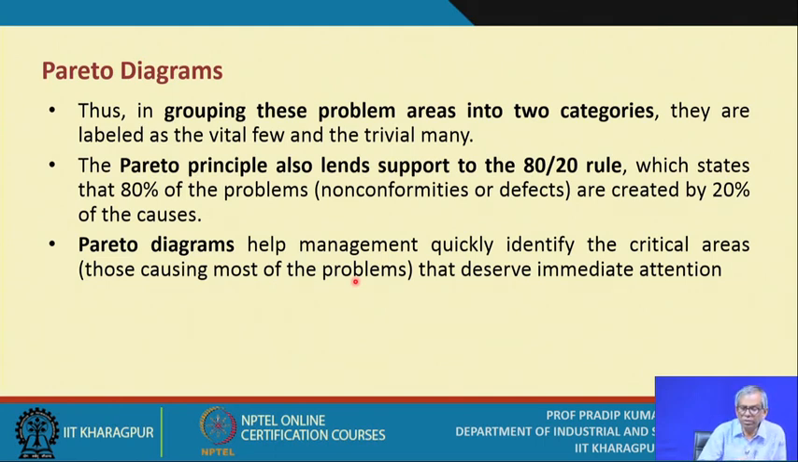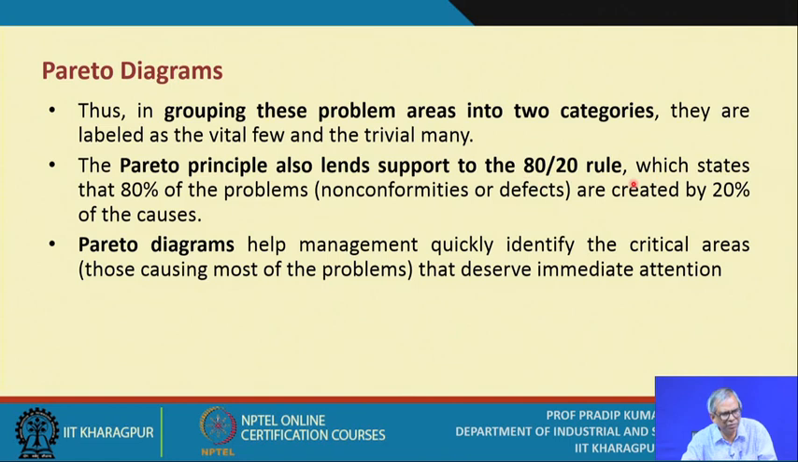Thus, in grouping these problem areas into two categories, they are labeled as the vital few and the trivial many. That means there could be many causes contributing to the problem, and when you list down all these causes, you will find there are some, the non-trivial, very few, contributing to the problem most of the time. Whereas the many causes, they are the trivial many. They may not be contributing to the problem to that extent or quite significantly. So the Pareto principle also lends support to the 80-20 rule.